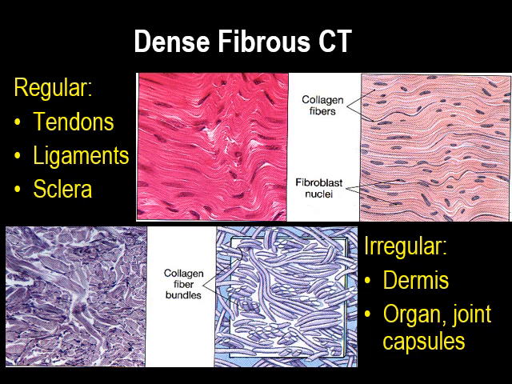Irregularly arranged dense fibrous connective tissue is found extensively in the deeper layer of the dermis of the skin, called the reticular layer. This is the layer that is used to make leather products. It's strong but flexible. We also find irregularly arranged dense fibrous connective tissue forming organ capsules and joint capsules. These are bags that surround organs as well as movable joints.